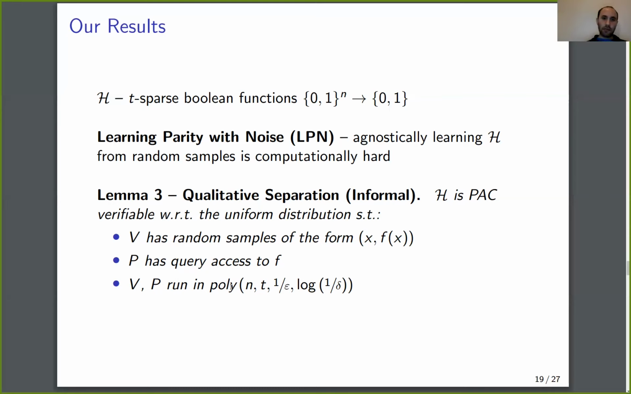So basically, this result is saying you cannot efficiently PAC learn this class using random samples, but you can efficiently PAC verify this class using random samples. That's the idea. And I'm going to spend the rest of the talk explaining a bit about this result, and then I'll wrap up.